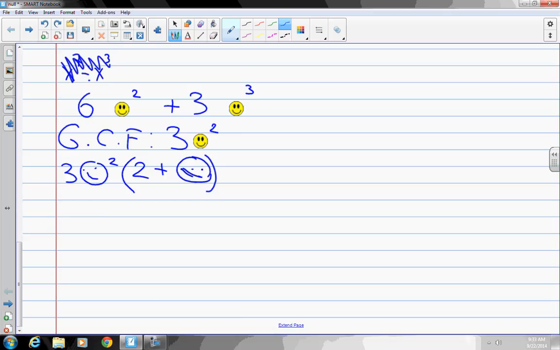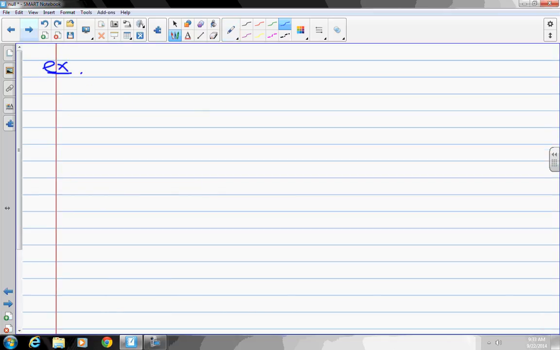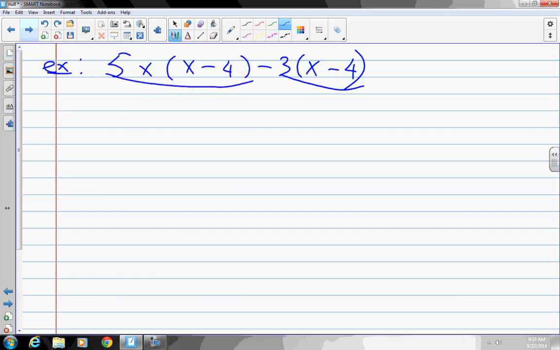While I'm bringing this up, the reason why I'm showing you this example is if I give you something like this, 5x times (x minus 4) minus 3 times (x minus 4). Is there a common factor? The way I look at this problem, I have two expressions separated by a minus. So these are my two expressions. Is there a common factor among those two expressions? 1. Well, 1 will always work. Is there anything else?